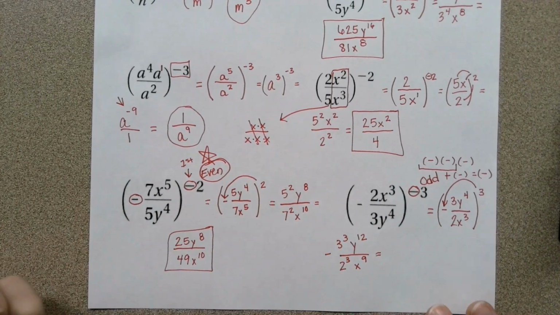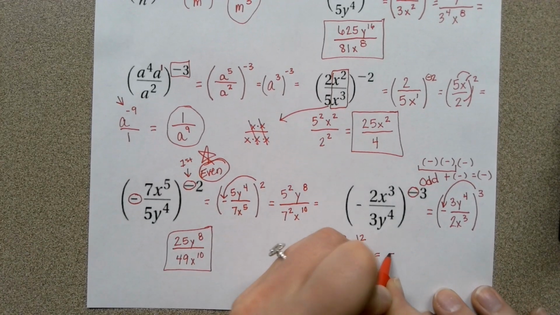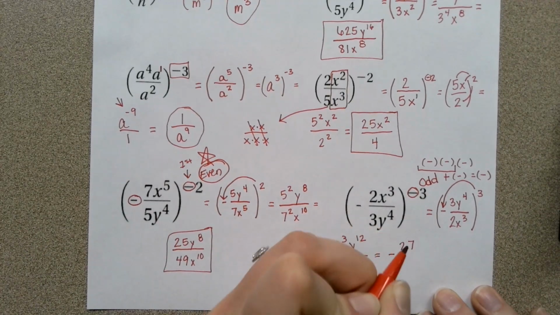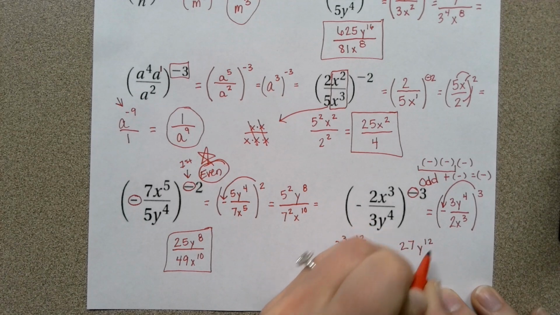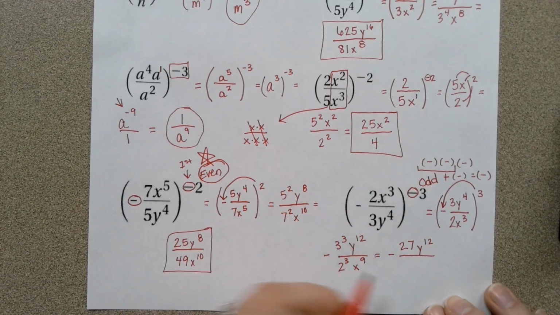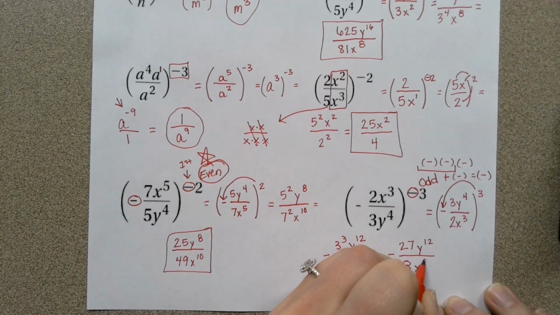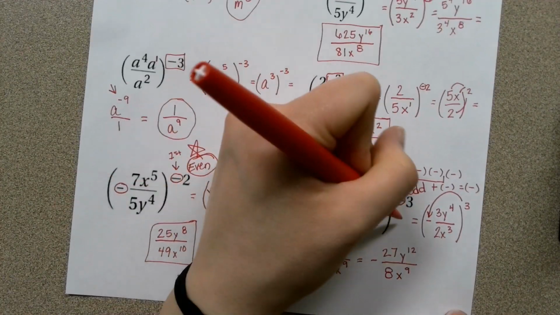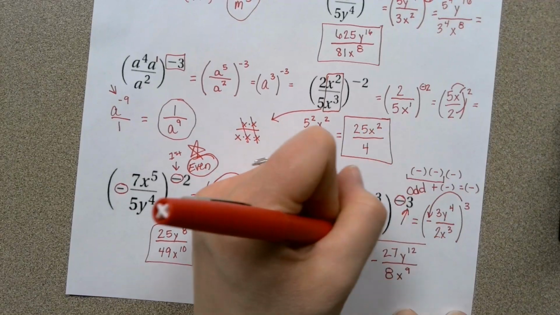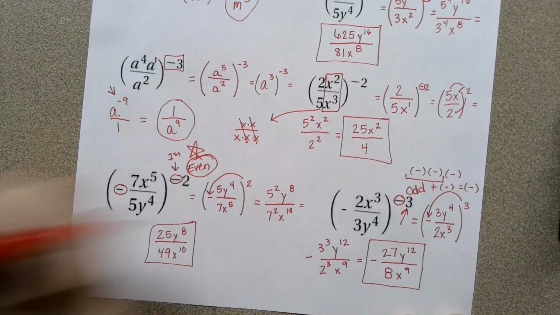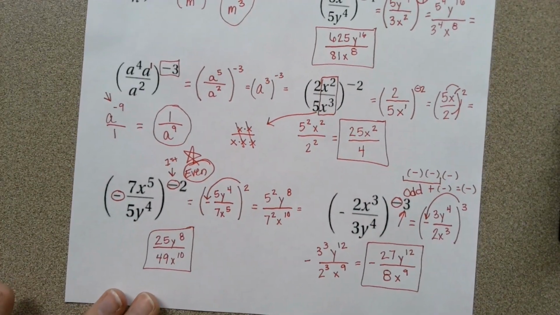And then we just simplify our coefficients. 3 to the third gives us 27 y to the 12th, and 2 to the third gives us 8, and then x to the 9th remains. Again, it's a negative because it was an odd exponent, and 27/8 is our simplest form of that improper fraction.